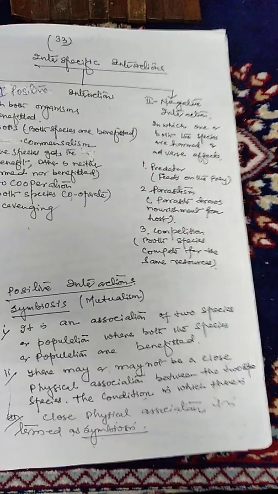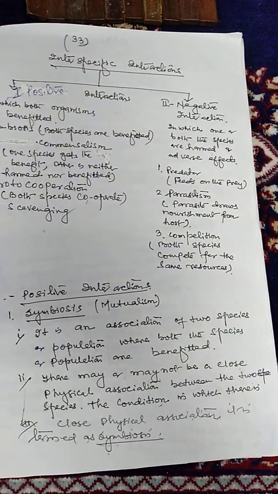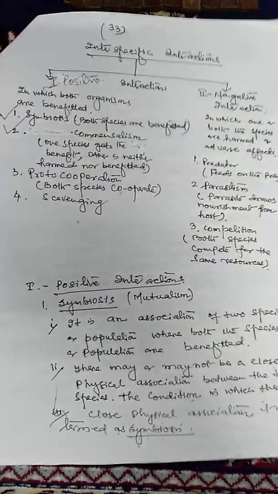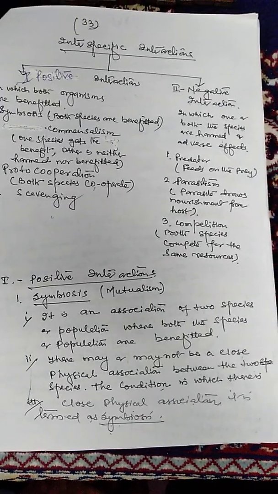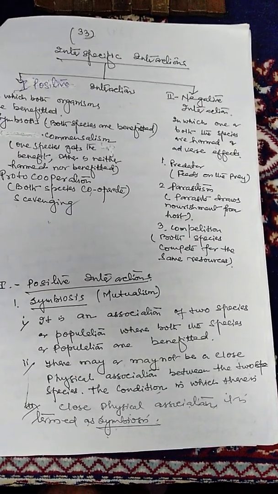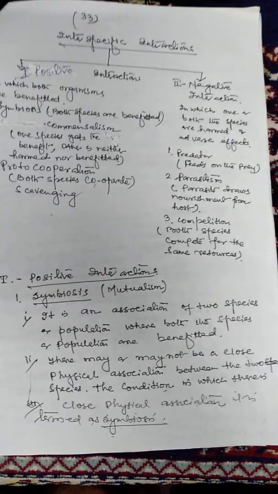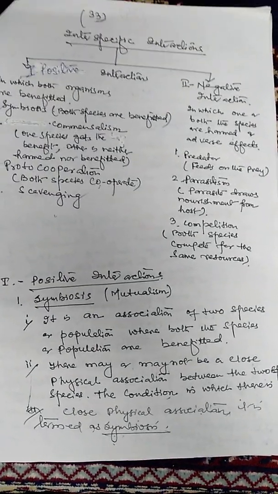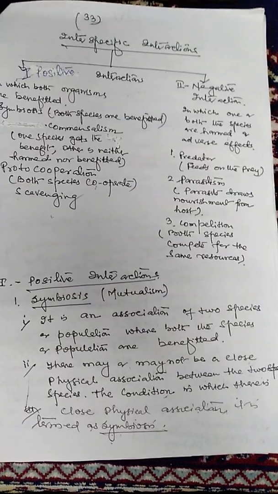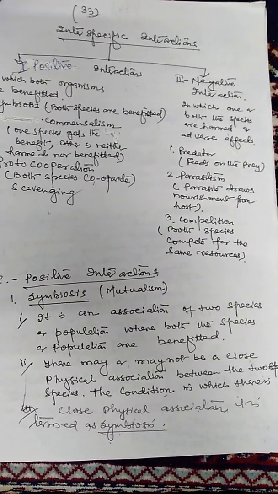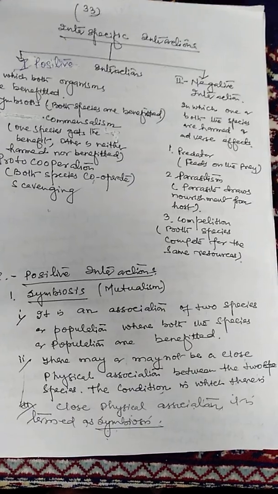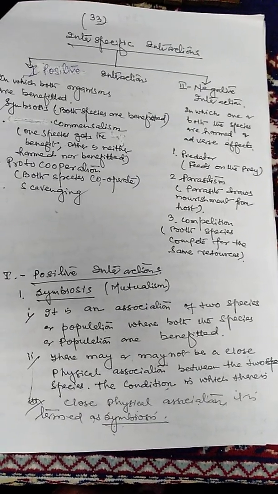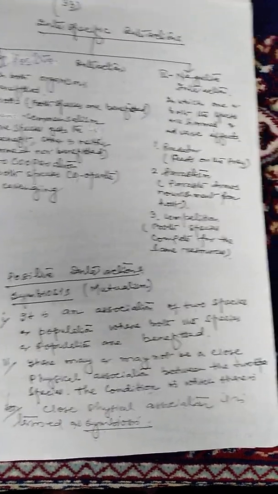Interspecific interaction is basically of two types: the positive interaction and the negative interaction. The positive interaction is one in which both the organisms are benefited. It includes symbiosis, commensalism, and proto-cooperation. The last one is scavenging. Scavenging means the cleaner up of the street.